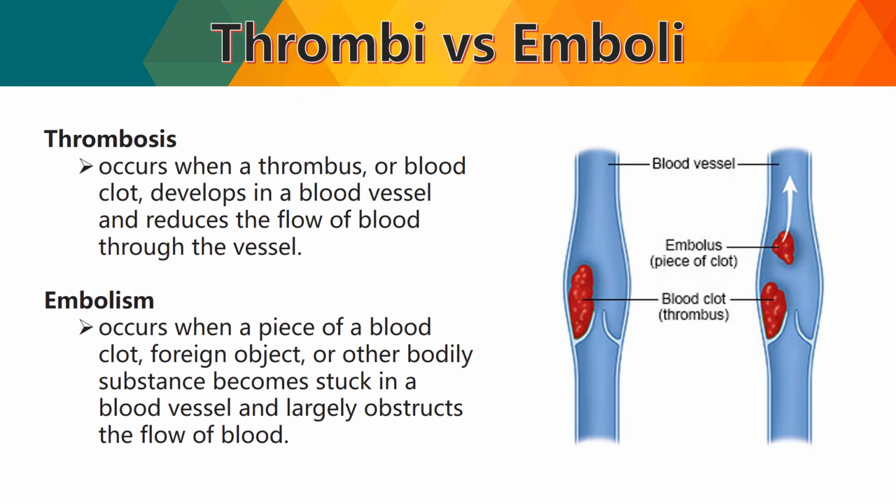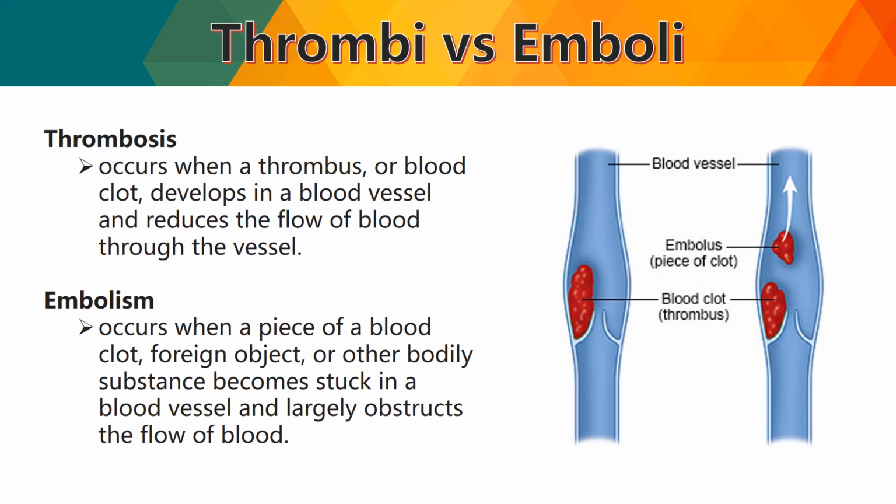Then you also have your thrombosis and embolism. Your thrombosis occurs when a thrombus or a blood clot develops in a blood vessel and reduces the flow of blood through the vessel, while an embolism occurs when a piece of a blood clot or foreign object or other bodily substance becomes stuck in a blood vessel and largely obstructs the flow of blood.